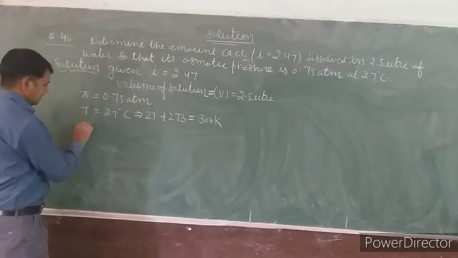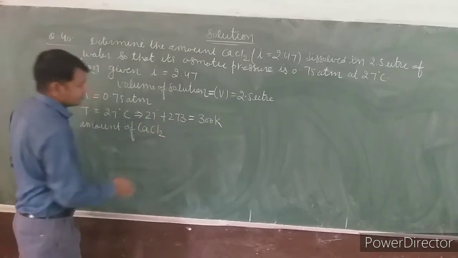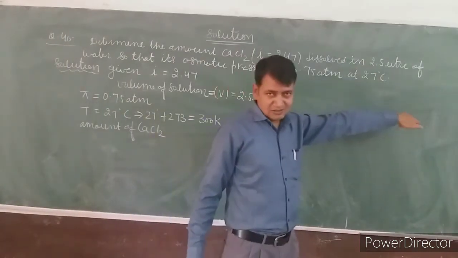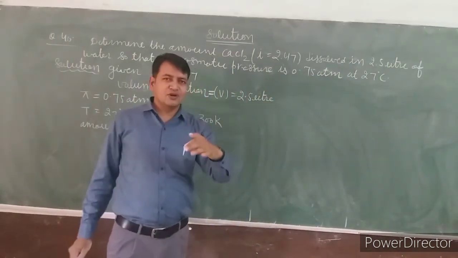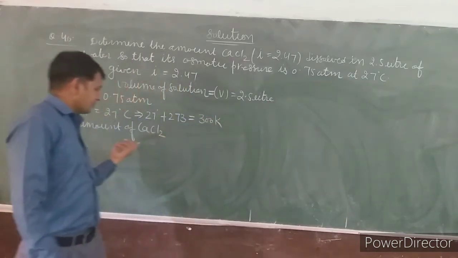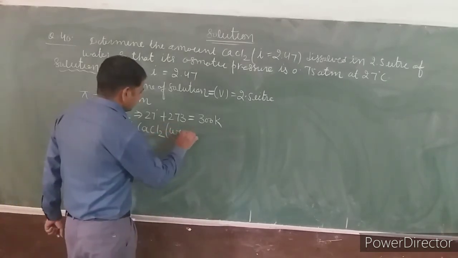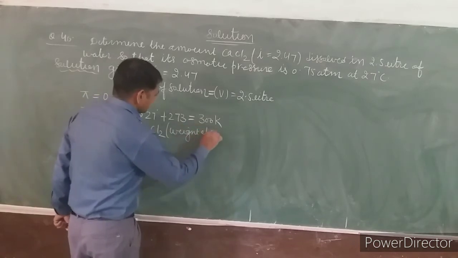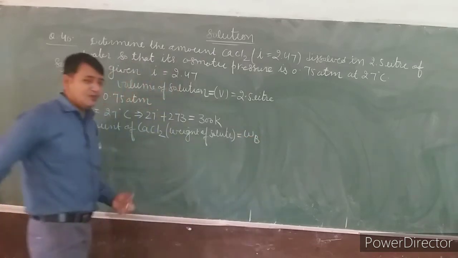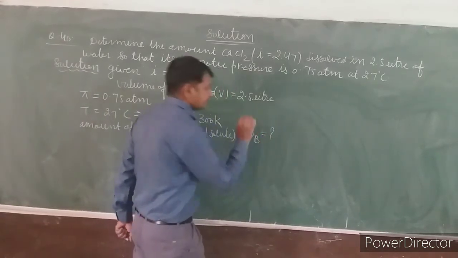What we have to find out? The amount of calcium chloride. And you know very well, as per the language, calcium chloride is going to be dissolved in water. So that component which is going to dissolve in the other component always works as a solute. So here the calcium chloride is working as a solute, so actually we have to determine the weight of solute, and in all the colligative properties we have mentioned that WB or W2 is the weight of solute, so this thing we have to determine.